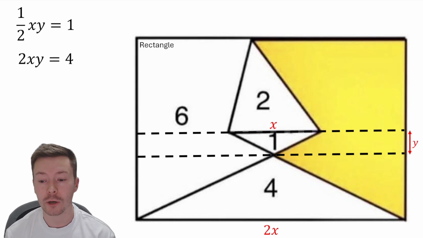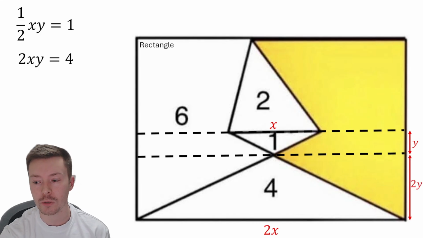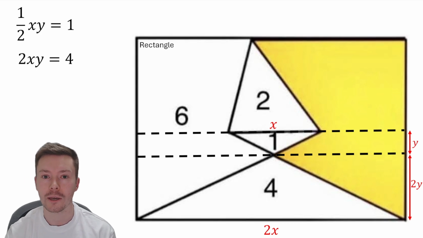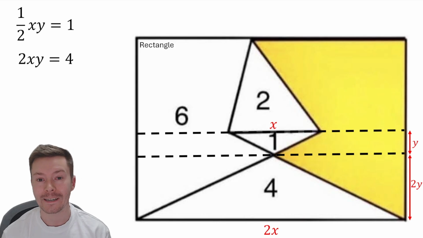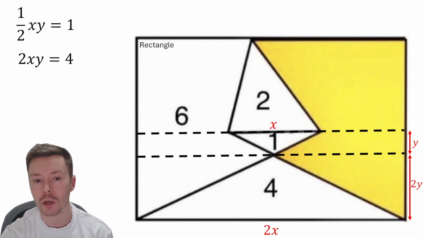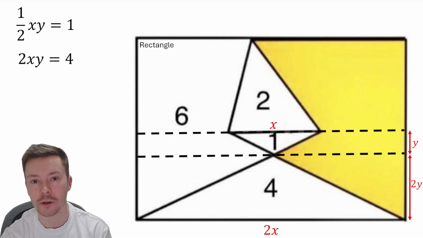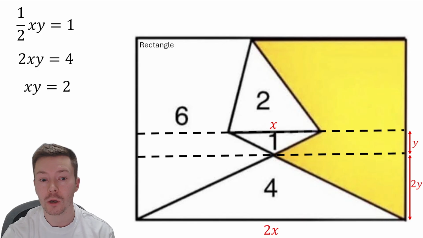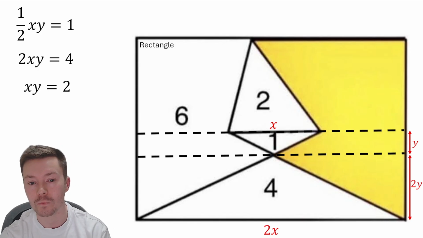Now, from there, I can work out the height of my bottom triangle, and it's going to be 2y, because 2x times 2y is 4xy, but it's a triangle, so you've got to half it, so 2xy is going to be equal to 4. Now, I then want to consider this top triangle with an area of 2. I want to look at my original equation and think, how can I get the right-hand side to be 2? Well, if I times both sides of that equation by 2, I get xy is equal to 2.